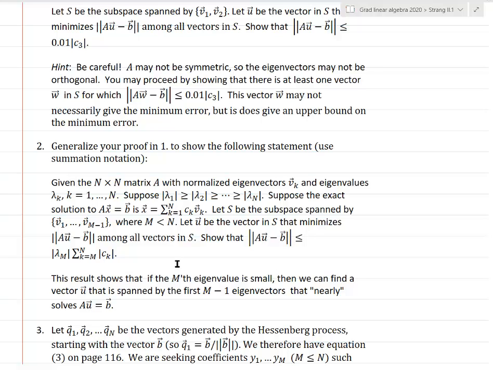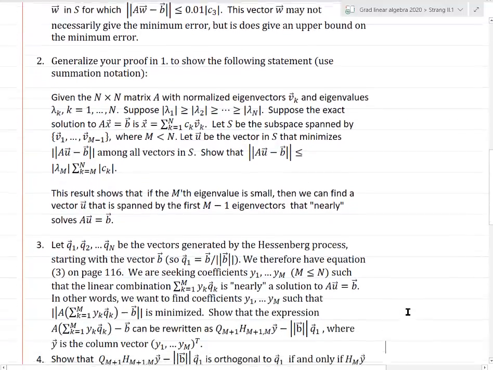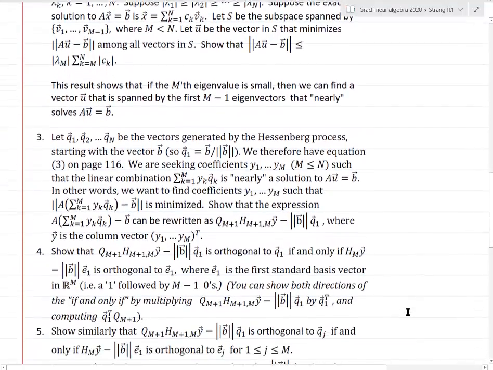All right, now, unfortunately, with a matrix, you can't find the eigenvectors easily. If you find the eigenvectors, then that's an even harder problem than solving Ax equals b. So you want to avoid that. So you want to find a subspace that approximates the space spanned by the largest eigenvectors. Okay, so we're going to use Hessenberg.